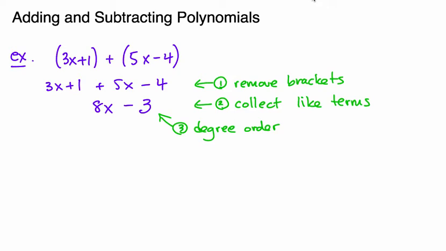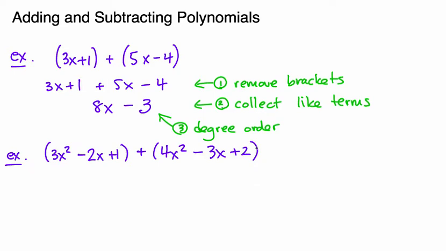Okay, let's take a look at what happens if they're trinomials. In this case, I've got 3x squared minus 2x plus 1 as a trinomial, plus 4x squared minus 3x plus 2 as a trinomial. Removing the brackets, in this case, you'd have squares and rectangles and little tiny integer chips, and on this side you'd have those same shapes, and removing the brackets is fairly easy.